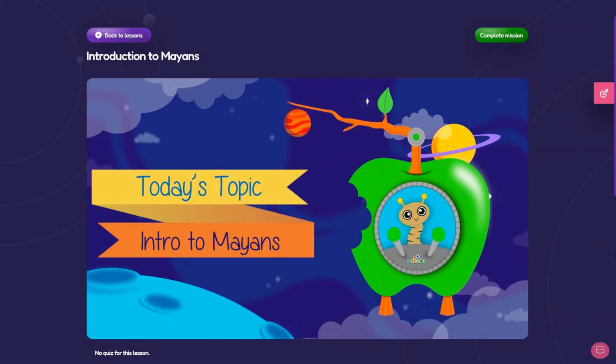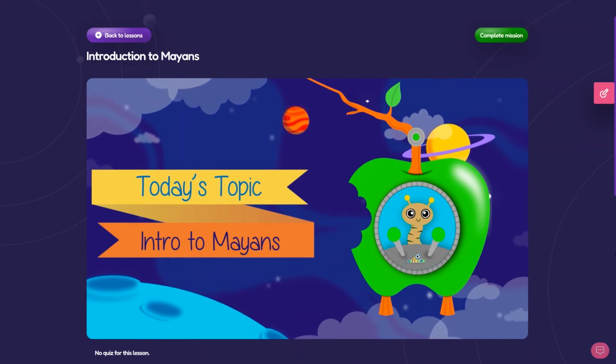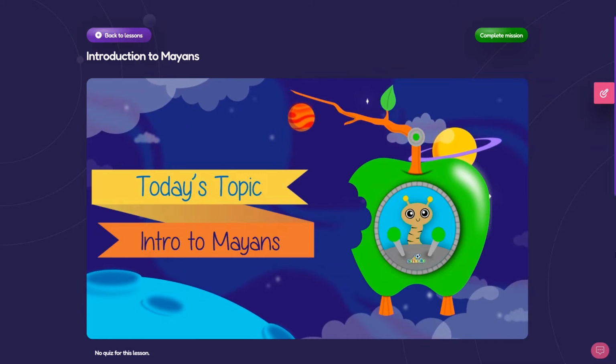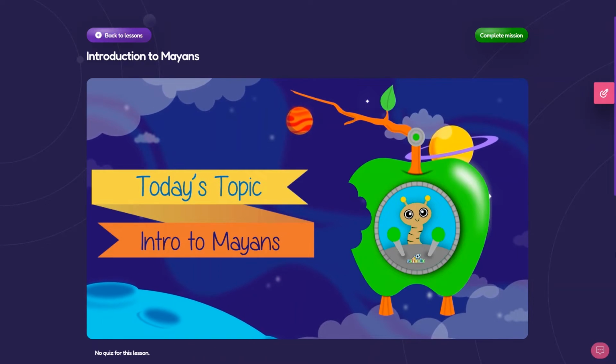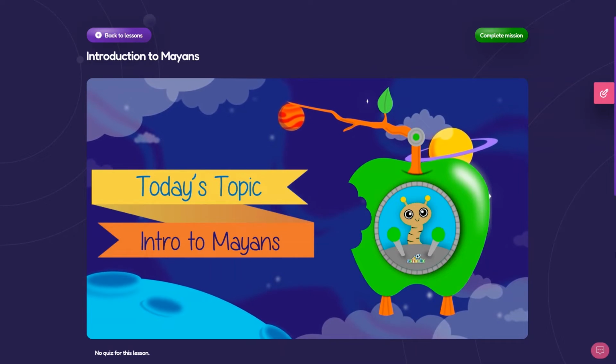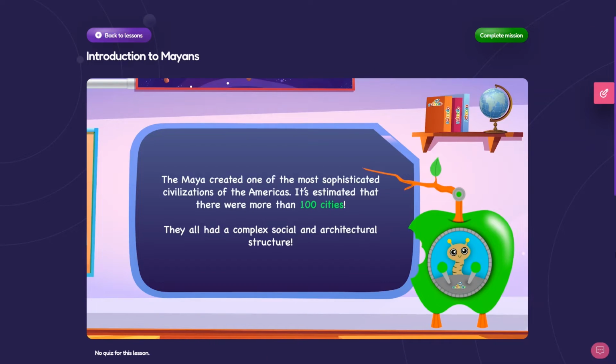Hey there, Explorer. Today we'll be time traveling to the past. How exciting! Tell me, have you ever heard of the Mayans? The Mayans were extremely skilled at building, and this lesson dives into all the cool things they accomplished thousands of years ago. So, are you set to time travel? Whoosh! Here we go! 2,000 years ago, the Maya created one of the most sophisticated civilizations of the Americas. It's estimated that there were more than 100 cities. And guess what? They all had a complex social and architectural structure.